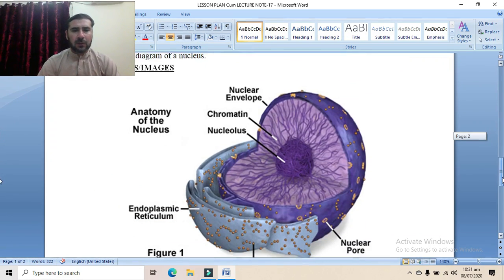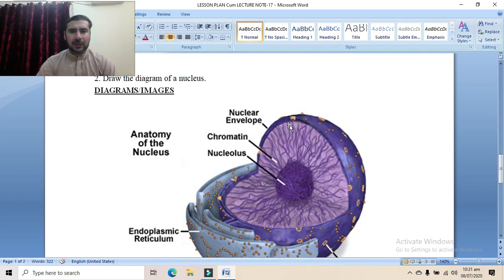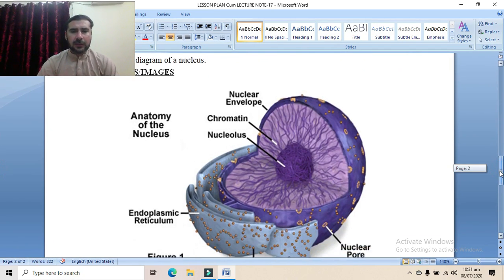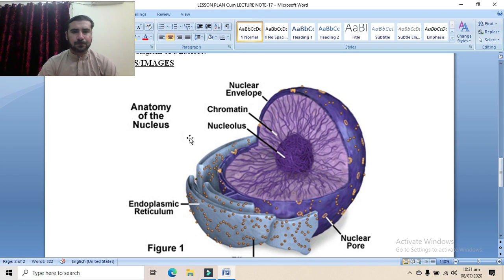Diagrammatically we will observe the cell here. Inside the cell, this is the nucleus. This is the nucleus diagram. This is the nuclear envelope, a double membrane structure. Now this is chromatin, the ground substance inside. And this is a nucleolus, which we have already described.